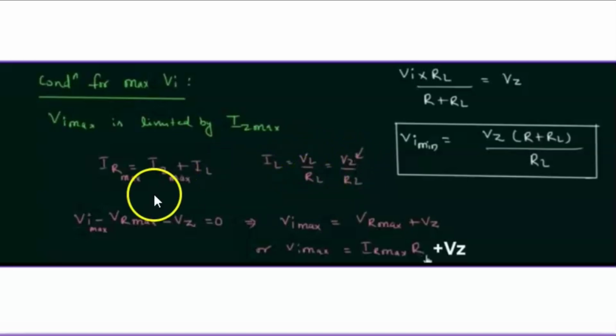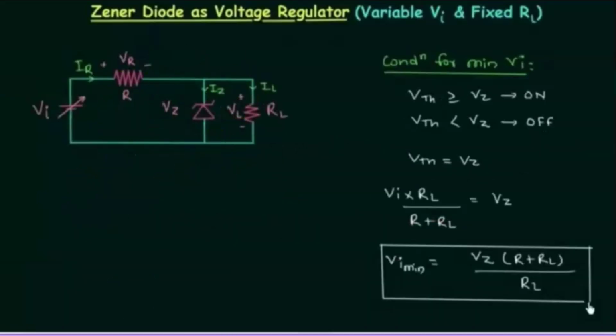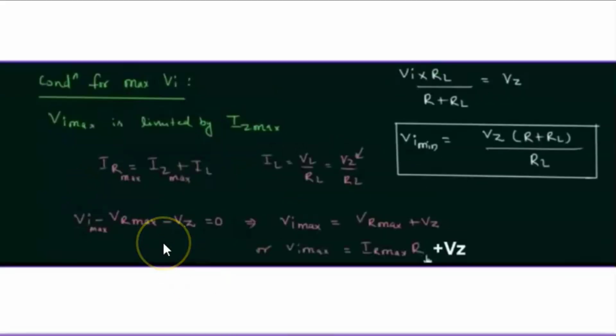अब हम लोग क्या कर सकते हैं, that we can just apply KVL in this particular circuit. So we will have our expression as VI max minus VR max minus VZ, which is equal to 0. Now we can reframe this as VI max is equal to VR max plus VZ, and we can also write VR max as IR max times R plus VZ. So this is going to be the condition for our maximum input voltage.